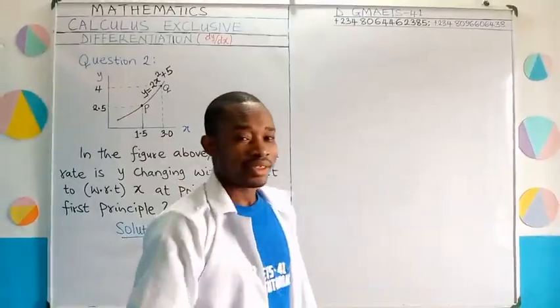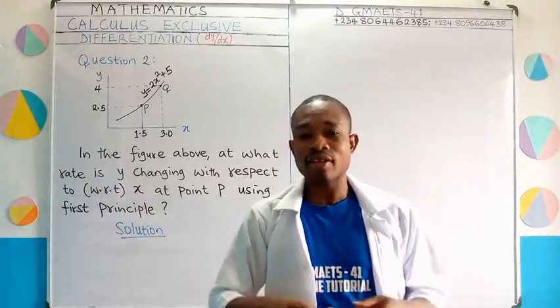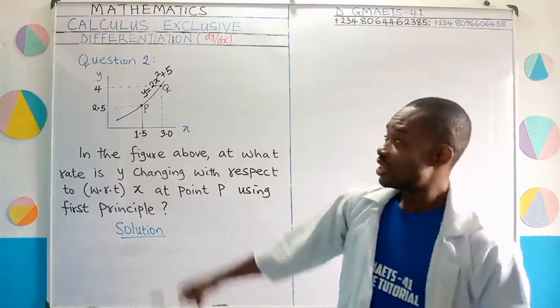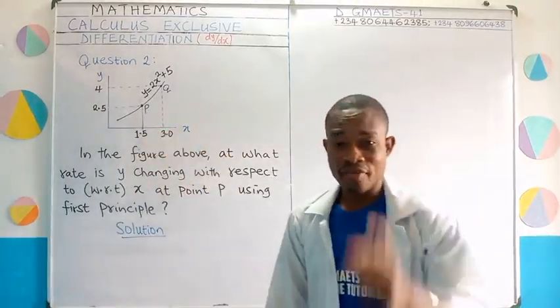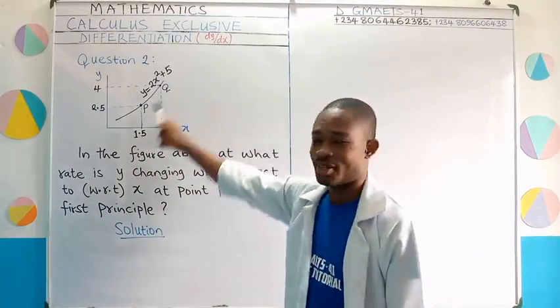Please take note, you could have been asked to find the rate at which y changes with respect to x at point Q. And I'm going to tell you this, the rate at which y will change with respect to x at point P will be different from the rate at which it will change with respect to x at point Q.